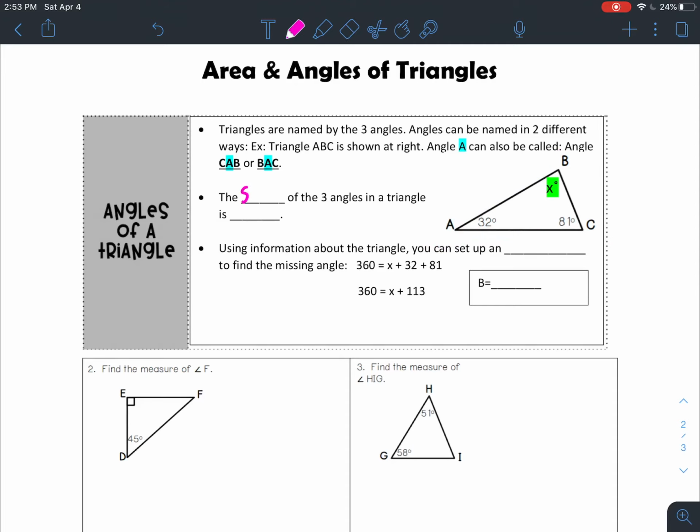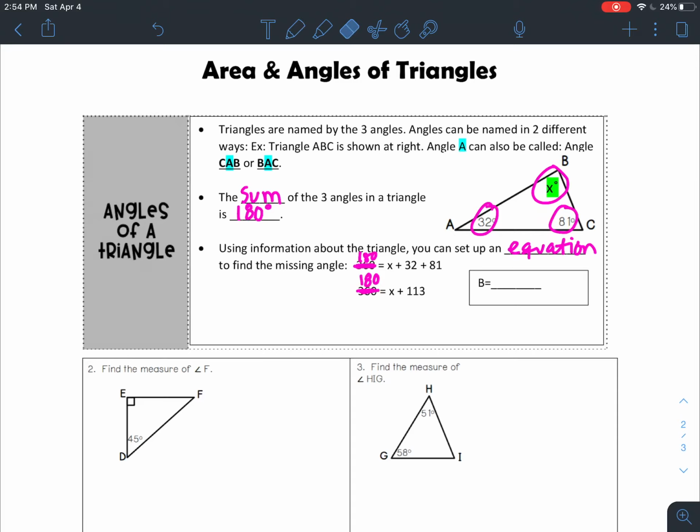So the sum of the three angles in a triangle is equal to 180 degrees. And I did mess up on these notes here. 180, 180. So using the information about the triangle, you can set up an equation to find the missing angle. So if I know all of these angles added together, 32 plus 81 plus x, all of that added together is equal to 180 degrees.